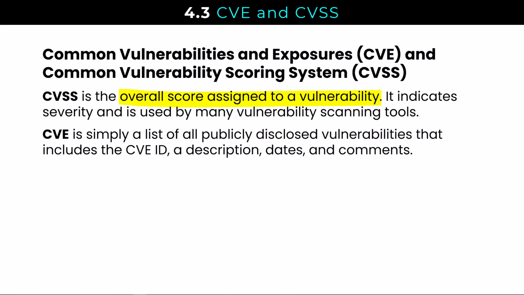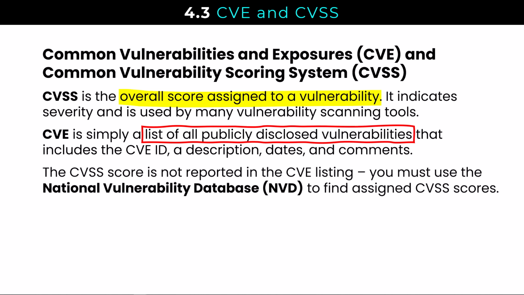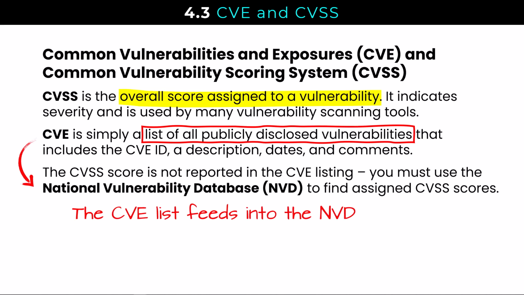The CVE is a list of all publicly disclosed vulnerabilities that includes the CVE ID for a specific vulnerability, a description, dates, and comments. The CVSS score is not reported in the CVE listing. You have to use the National Vulnerability Database to find the assigned CVSS score. The CVE list feeds into that National Vulnerability Database.